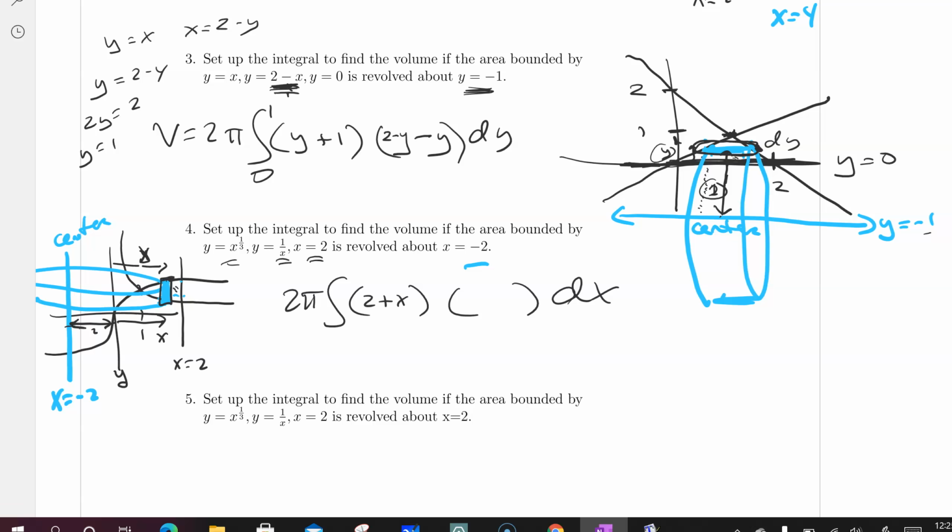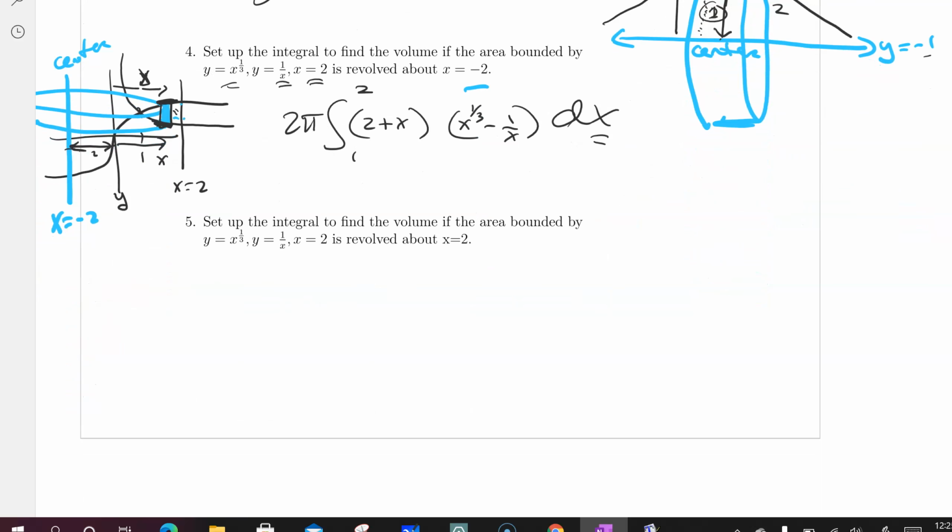Now I've got to find the height, so I want this top function, which is x to the 1/3, and subtract off the bottom function, which is 1 over x. And where am I building the rectangles to and from on the x-axis? So from 1 to 2.